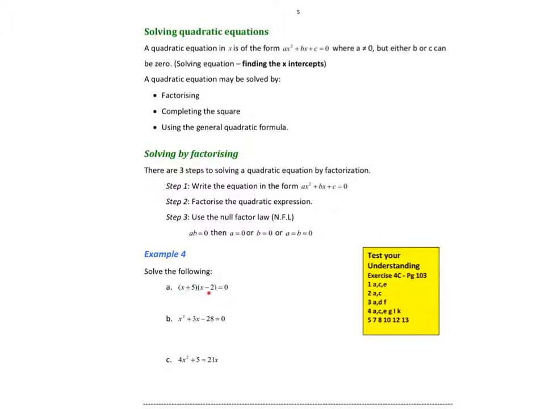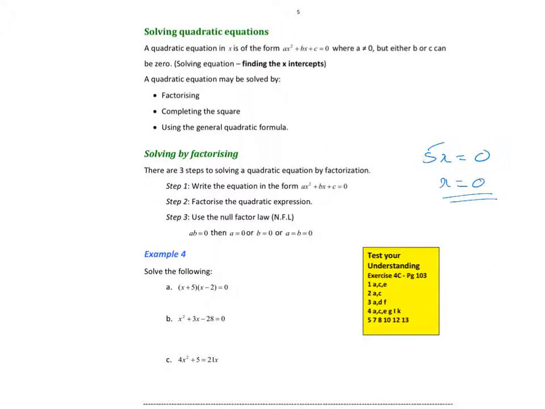Now, the reason we factorise, if we come down here, is that if there's a product of terms that equals 0, our null factor law says that one of those expressions must be 0. So if we have 5 times x is equal to 0, well, either the 5 or the x has to be 0. If 5x is equal to 0, the only way that can be true is if x is 0.